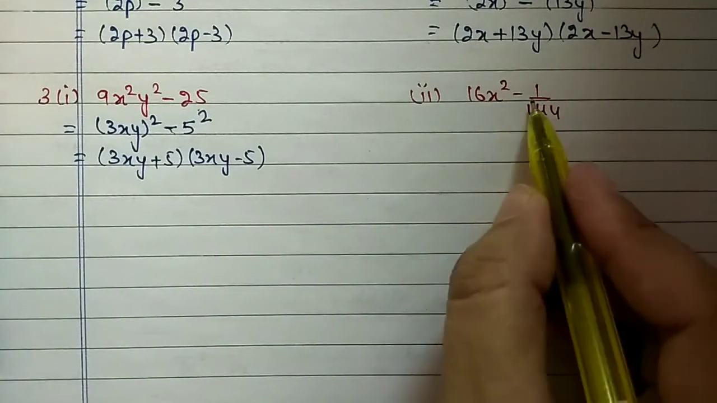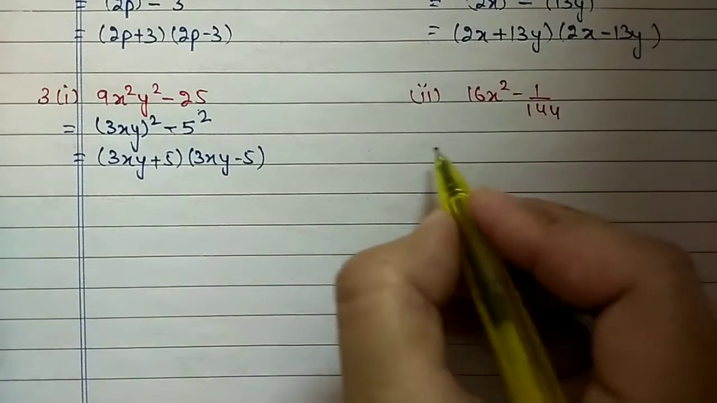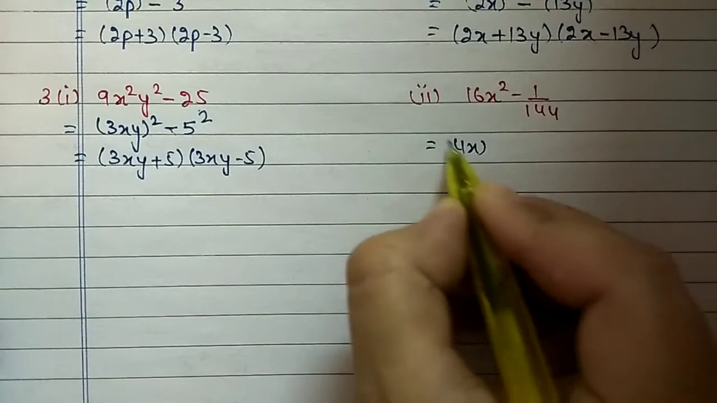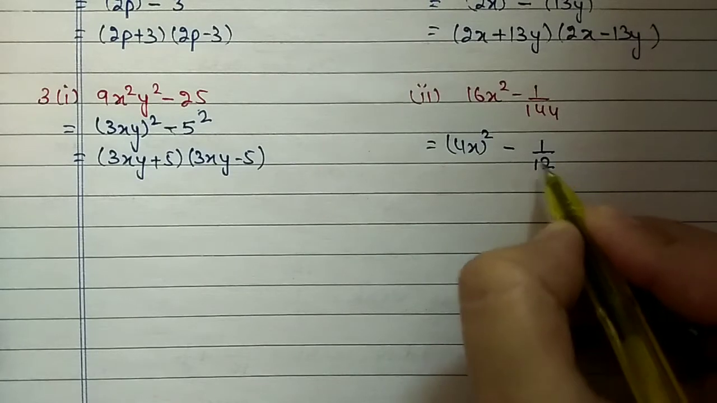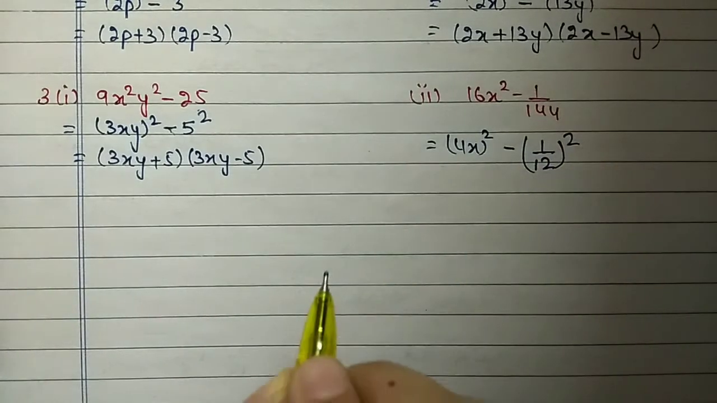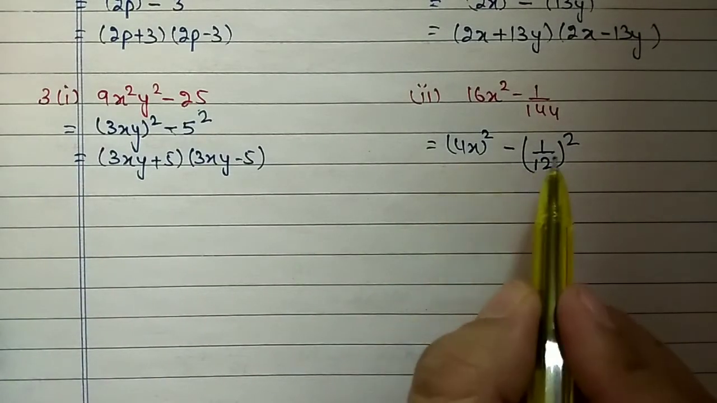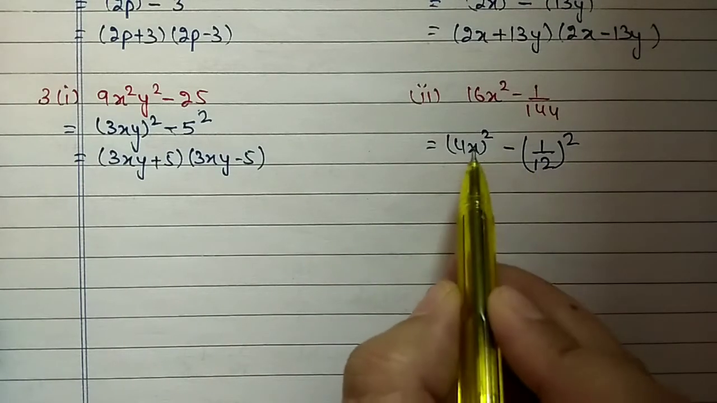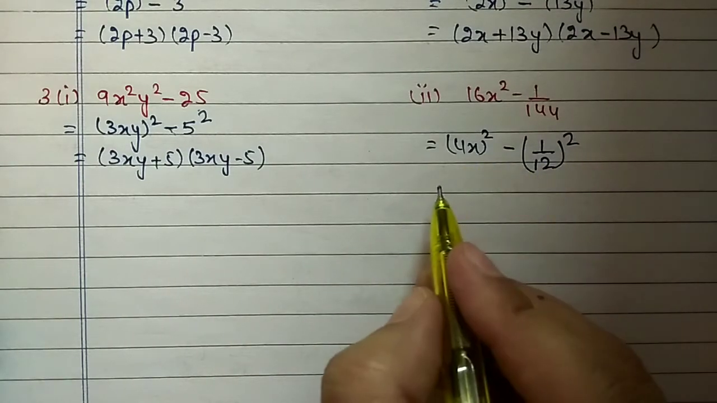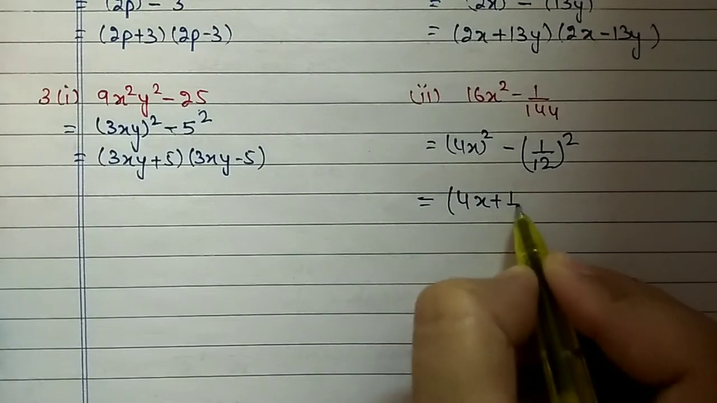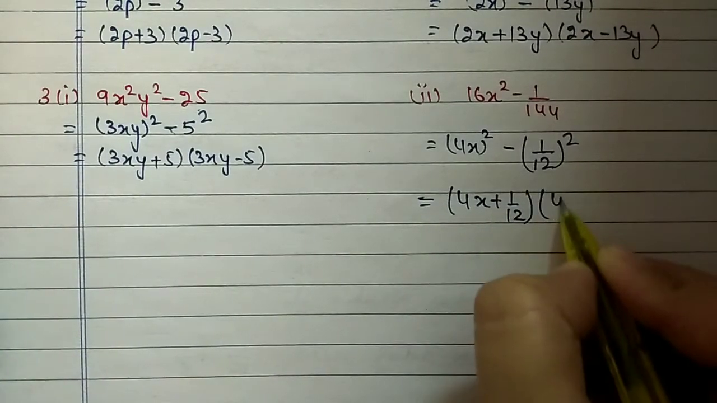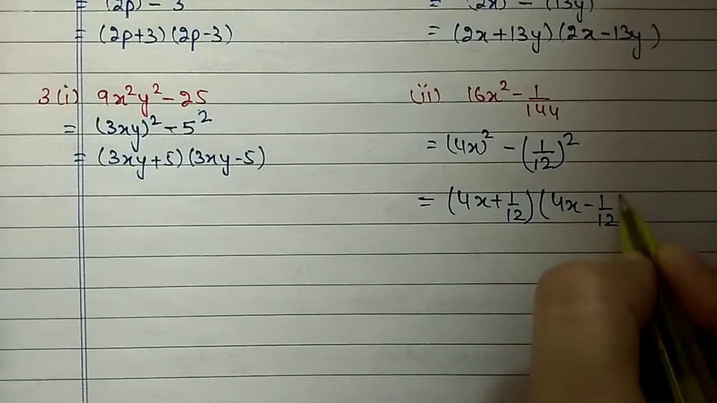Here 16x square minus 1 by 144, 16 we can write as 4x whole square, and 1 by 144 we can write as 1 by 12 whole square. Now it has changed into a square minus b square form. A square minus b square is equal to a plus b, a minus b. So 4x plus 1 by 12 and 4x minus 1 by 12.